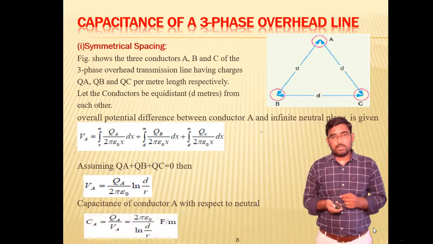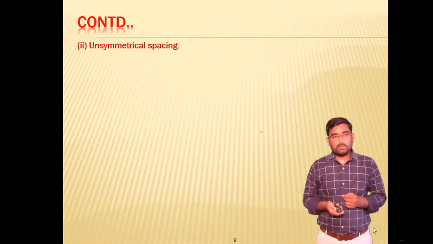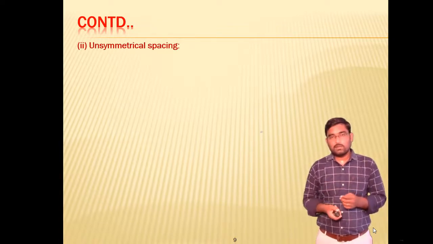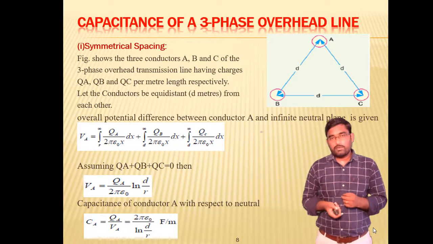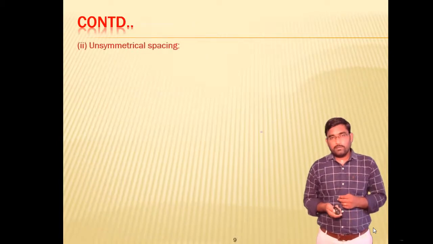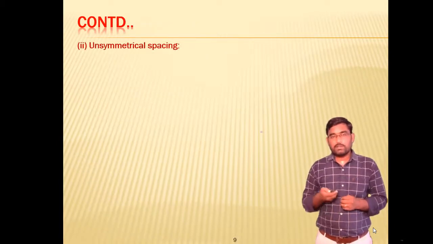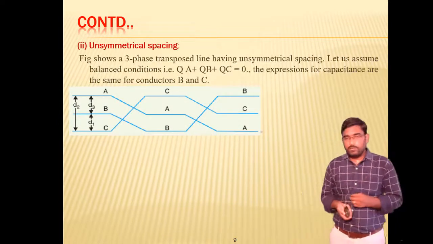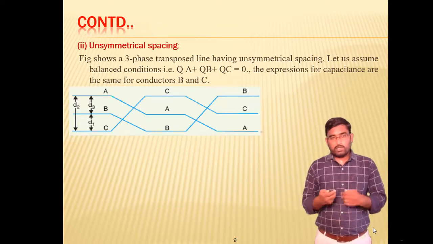If you write the capacitance of conductor A with respect to neutral, then it will be Ca equals charge per potential, which will be 2 pi epsilon naught by ln of d by r. Similarly, if you write the capacitance for conductors B and C, you will get the same formula, that is Cb equals Cc equals 2 pi epsilon naught by ln of d by r. Now if you see the capacitance expression for three phase unsymmetrically spaced transmission lines, here for unsymmetrical spacing, we are applying transposition.